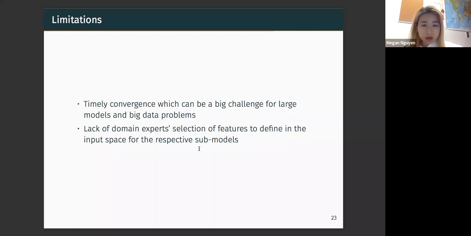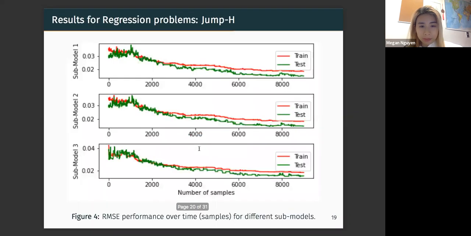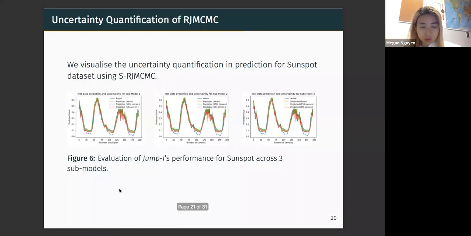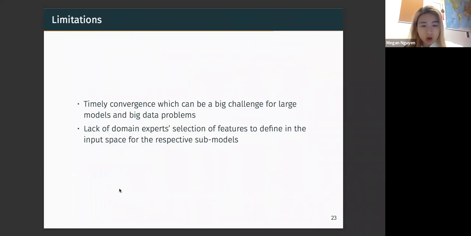And the other problem is that whenever you look at the input features in our model, for some models, especially for classification problems, we have to carefully select which inputs we put into the models so that they can learn and perform better. For now, for our classification problems, since we do not have domain experts, the selection of features was more based on running the experiments to see which features should be included in our different submodels. But in the future, if we can include domain experts in the selection of features, then we can define the input space for different submodels in the best way that the model deserves.